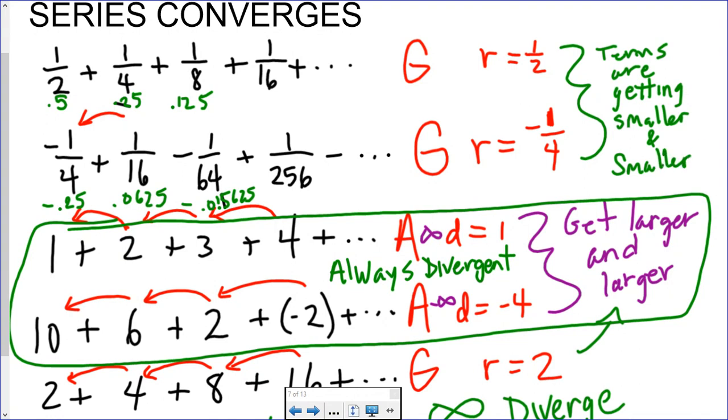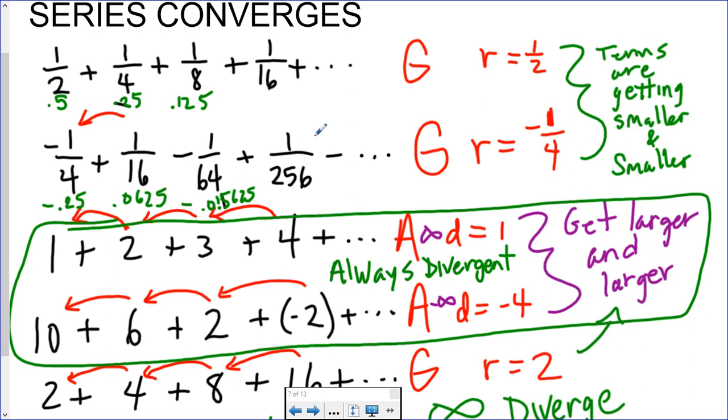What's eventually going to happen to those terms? They're going to get so small, they're going to be almost what value? If we keep following this geometric progression and come up with our series, these numbers will be eventually so small, they're going to be very, very close to equaling what number?